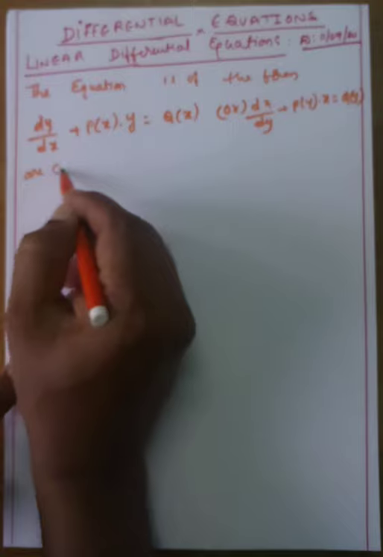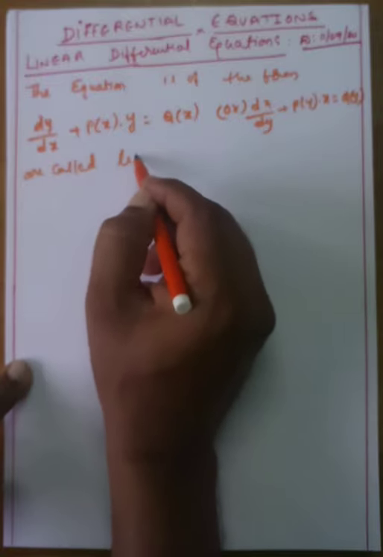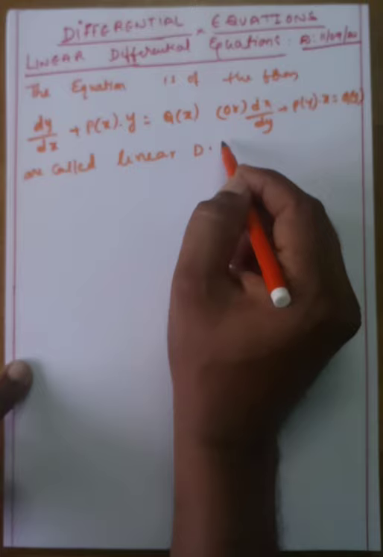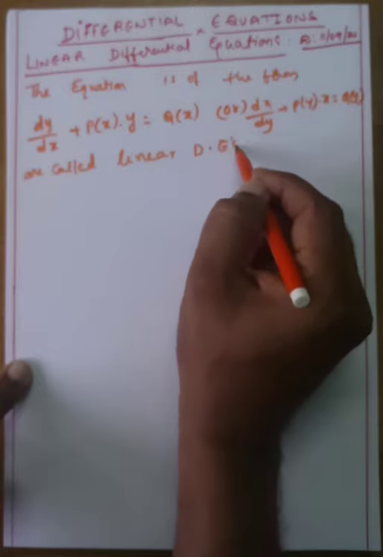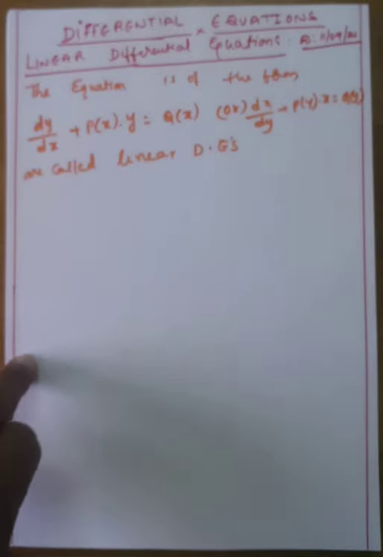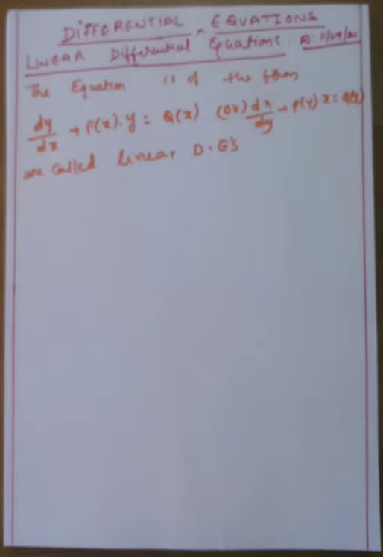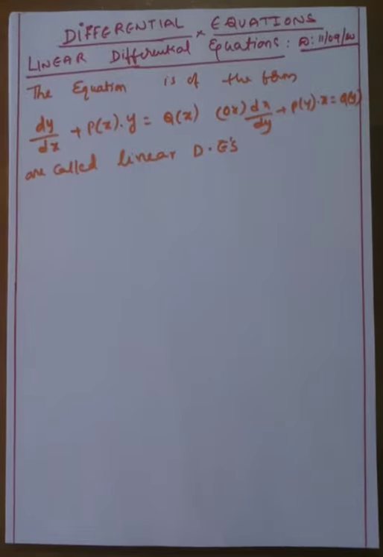are called linear differential equations. Okay, my dear students, I hope that you understood or not. Yes, you observe that the equations of the form dy by dx plus p of x into y is equal to q of x, or dx by dy plus p of y into x is equal to q of y are called the linear differential equations. How to solve these two differential equations?